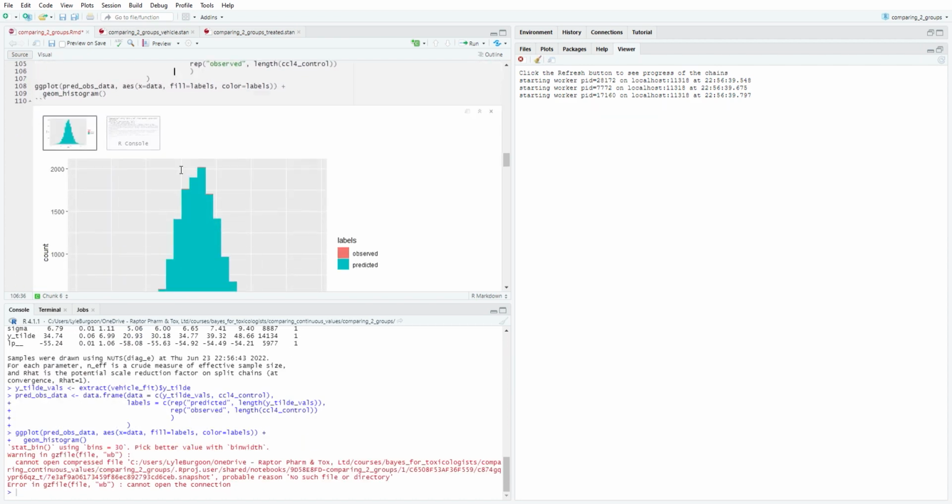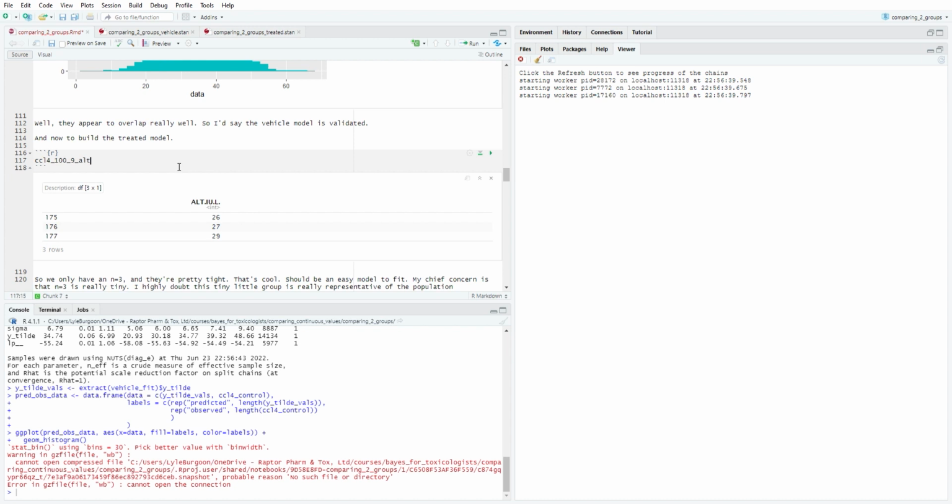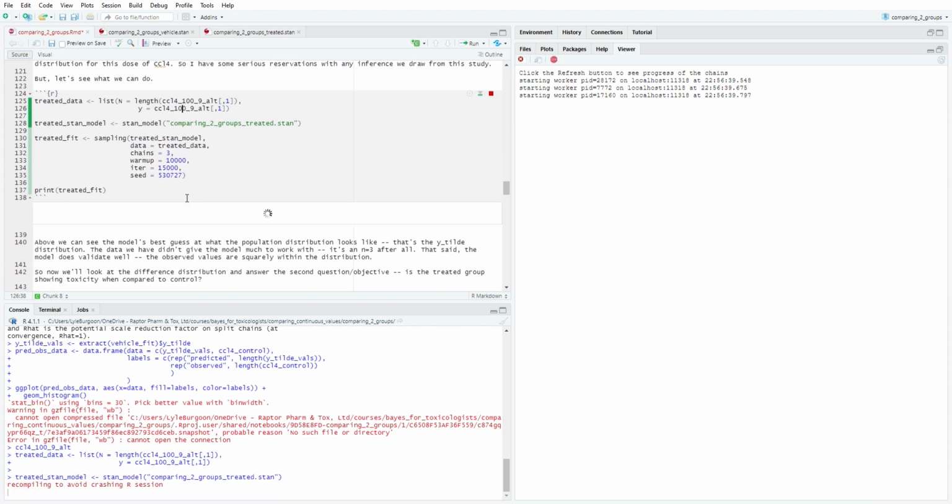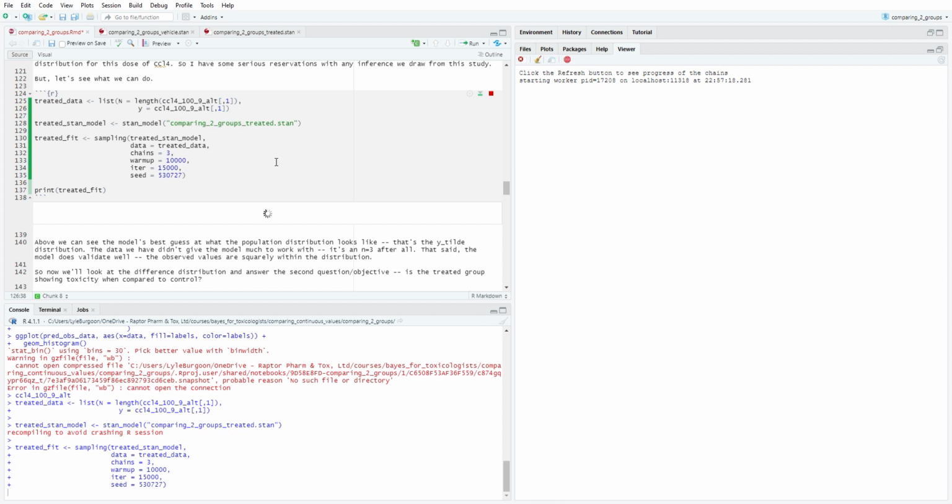We're going to do this. Looks pretty good, pretty happy with that. Gonna run this. Yep. Run this. Let's see what happens. It's gonna recompile the Stan model again to avoid crashing R. That's what it's telling me right here. So we're gonna wait just a little bit. And thankfully it's usually pretty quick.